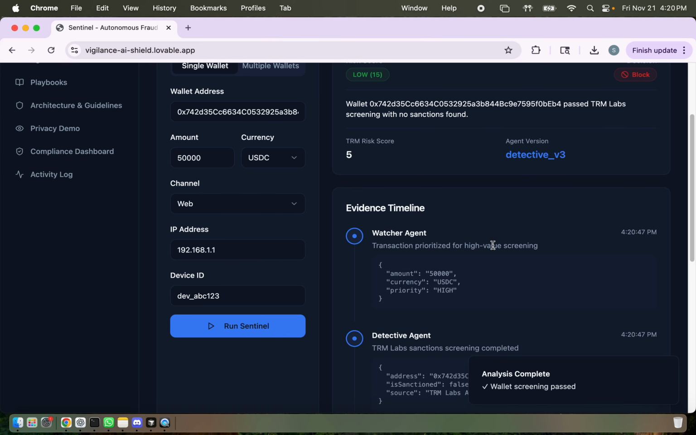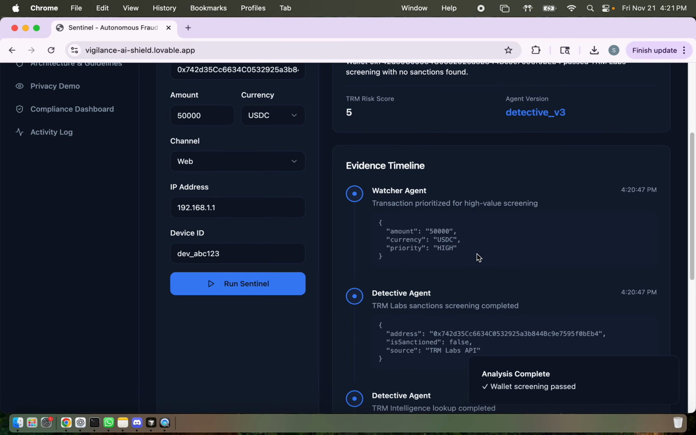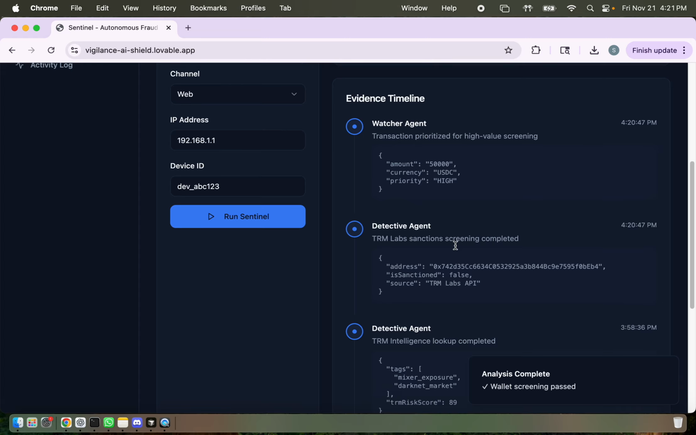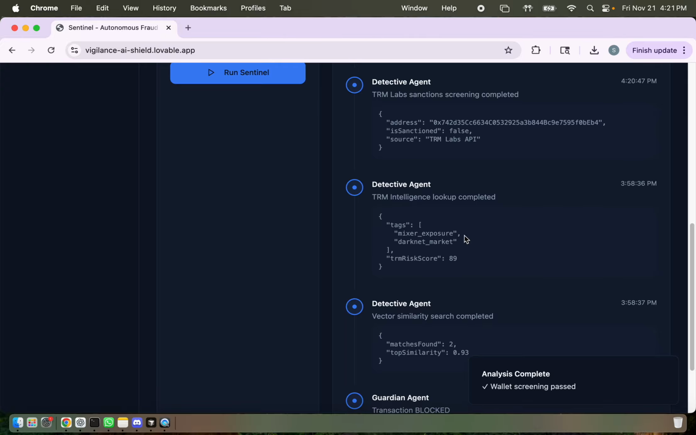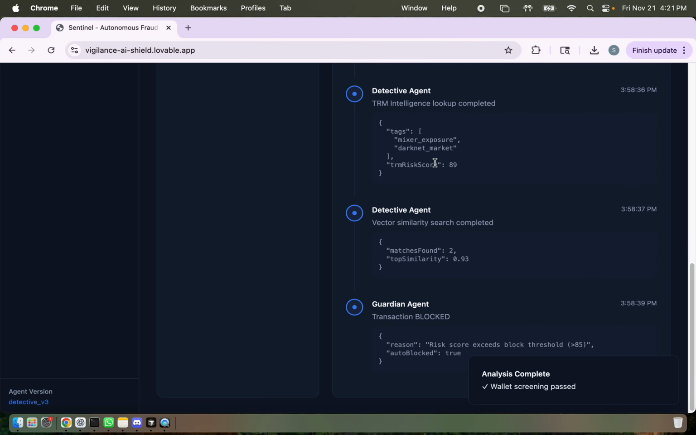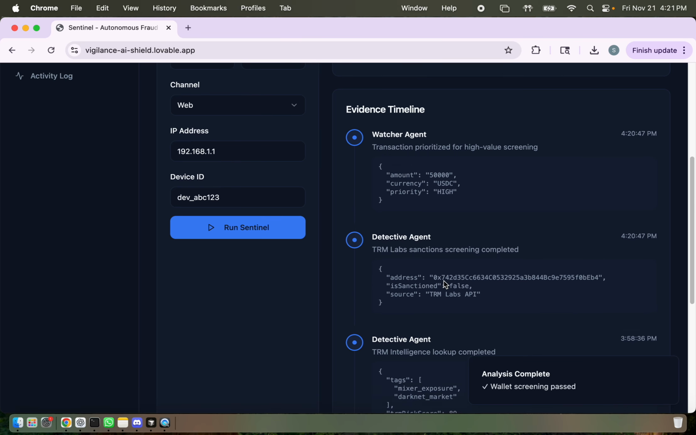Now, it has four agents which it uses. Watcher agent, which is basically the first stage for the risk assessment. Detection agent escalates it to whatever action it's responding to. And based on whether it is similar to some other attacks which have happened in the past, it will do a vector similarity search. All of this is using Redis. So based on the Redis and TRM intelligence, it comes up with a risk score, and then the Guardian agent blocks the actual transaction.